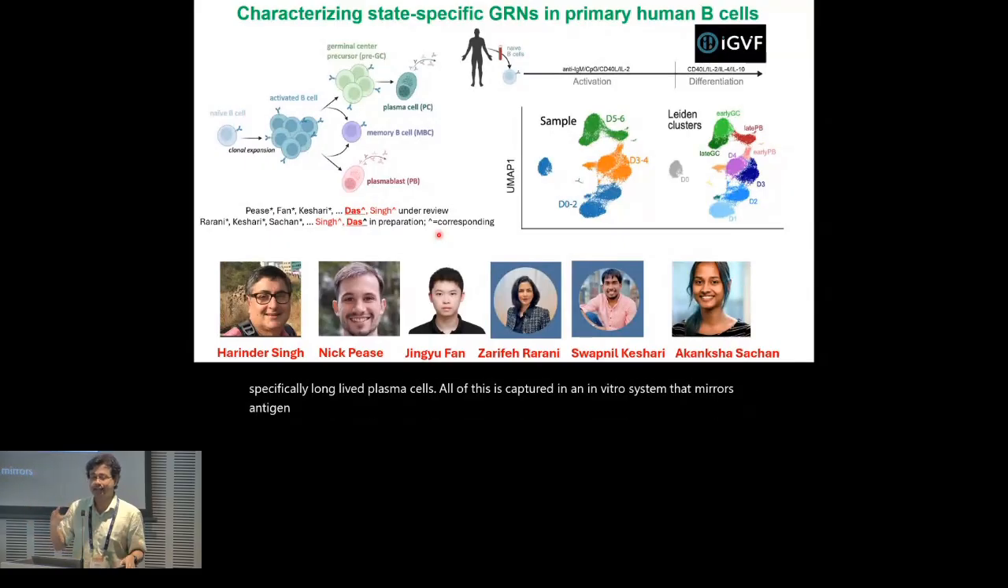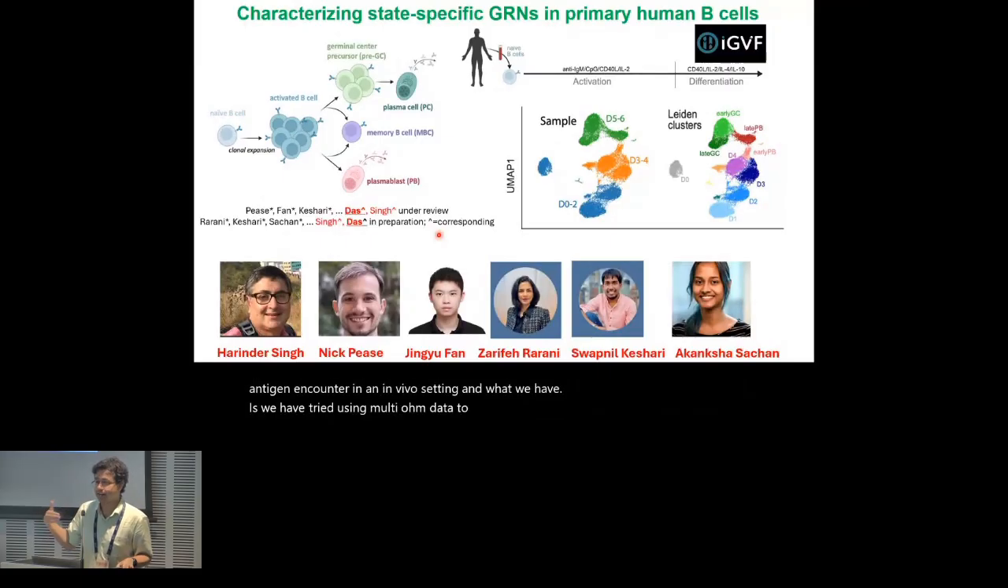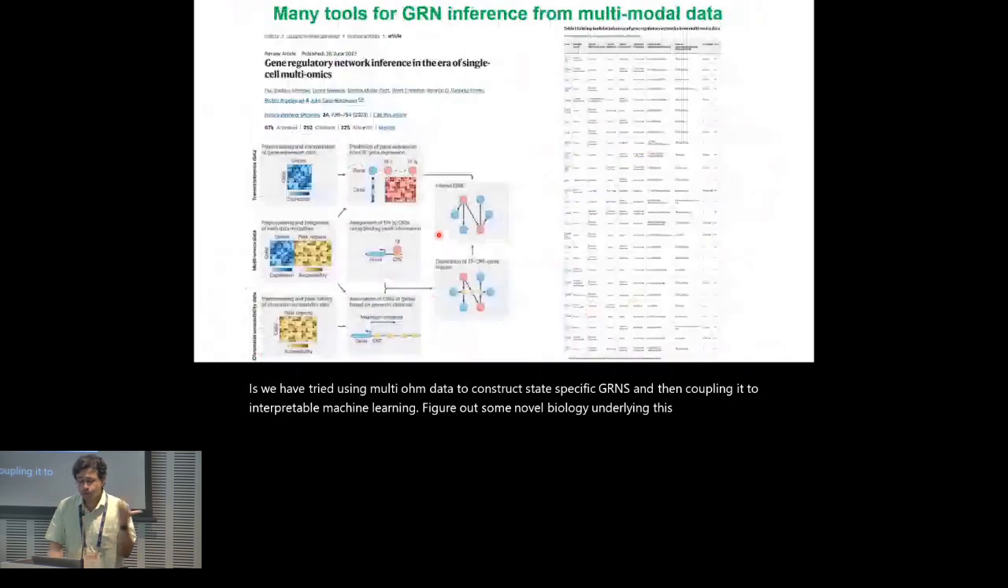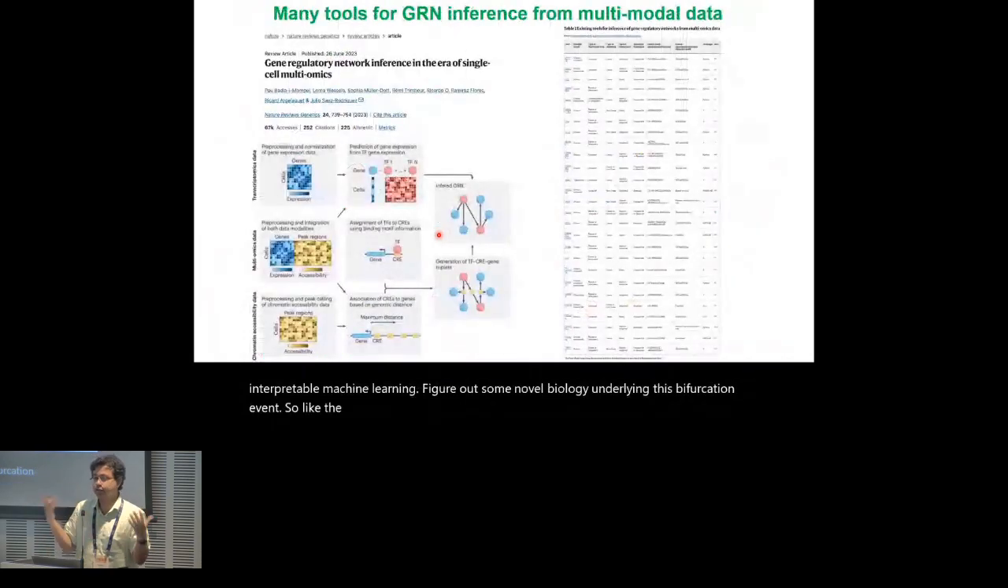And what we have done is we have tried using multi-omic data to construct state-specific GRNs, coupling it to interpretable machine learning, to figure out some novel biology underlying this bifurcation event. So the first part, and this is really two manuscripts, and this is hot off the press. The first is under review, the second is unpublished.